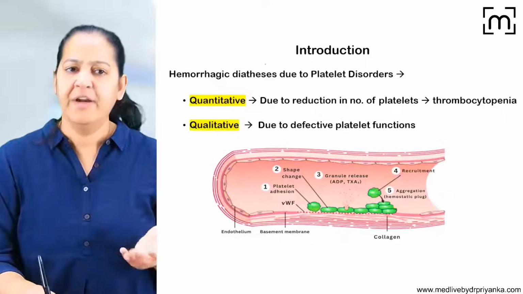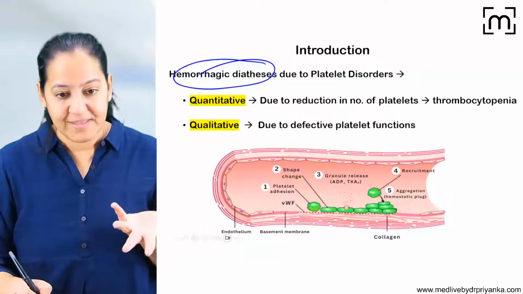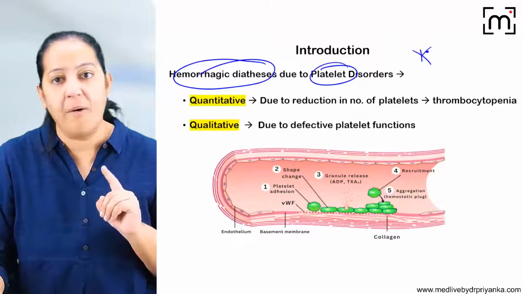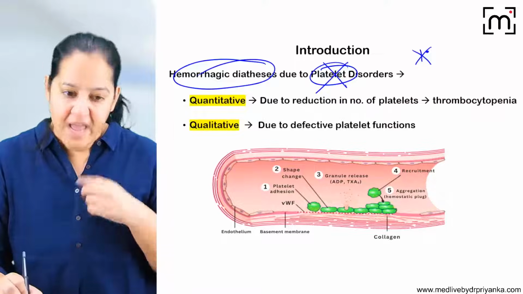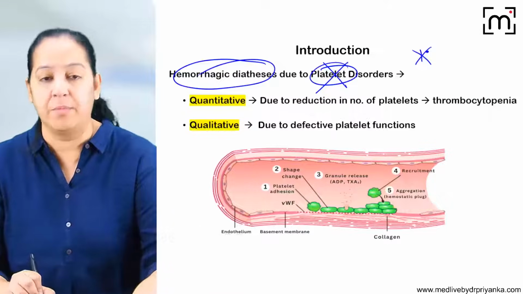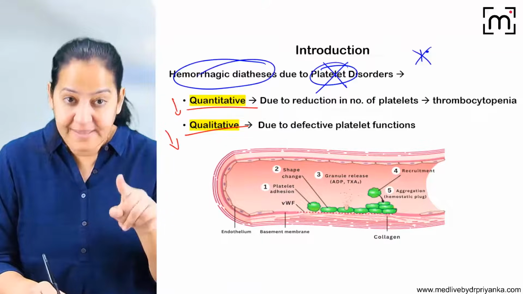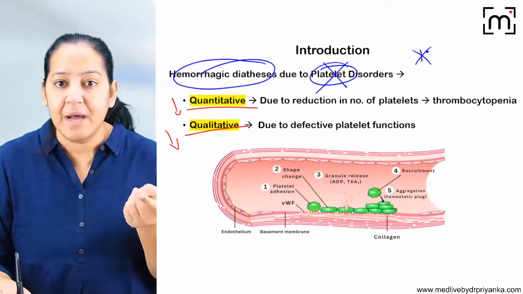Now we are talking about bleeding disorders. Why is the person having a bleeding disorder? Because there is a problem in the platelet. The primary clot cannot be formed because there is a problem in the platelet. As I told you, in the platelet there are two types of problem. Either the quantity is less or the quality is less. I mean the number is less. Quantity less means the number is less.